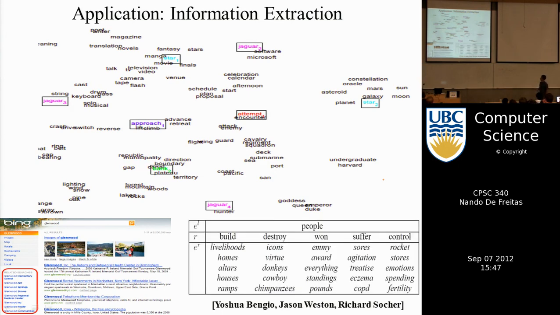Using very similar machine learning techniques to the neural networks that you've seen, several researchers have been working on this problem. For example, given an entity, people, that's the input. This is now an example of what can be done. If the input is people, and you give it a relation, like a verb, for example build, destroy, this is what the model predicts.